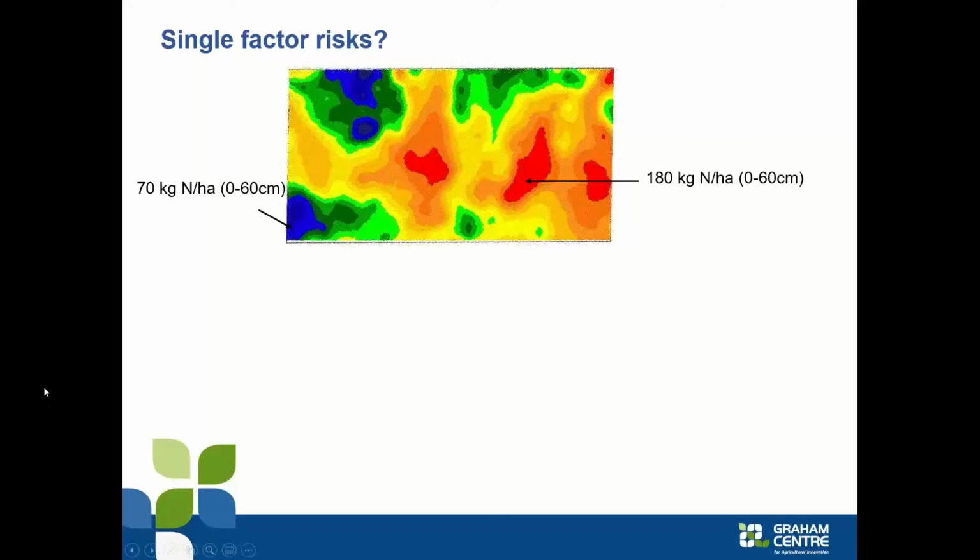And so what we have here is a soil map based on a conductivity survey that, when we went out and did some targeted soil sampling, identified that these green and blue areas, which were the low conductivity zones, had a pretty common low soil nitrogen availability, 60 to 70 kilograms available N, whereas the high conductivity zones of the paddock were 180 kilograms of available nitrogen.